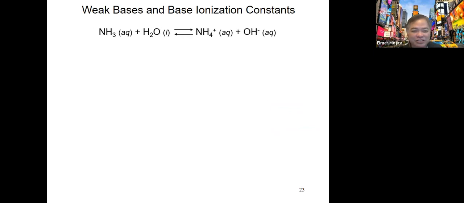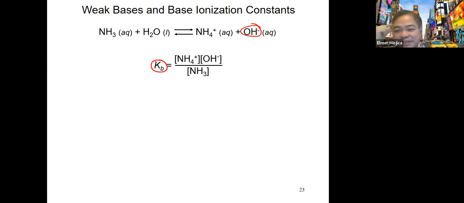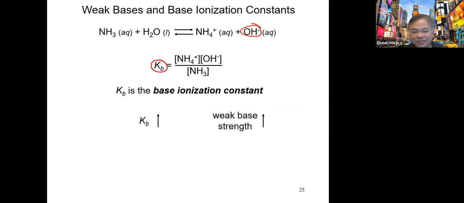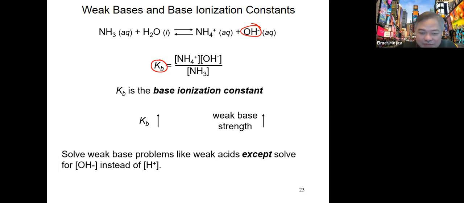So the last part of the calculation is just the weak base. It's the same principle as the weak acid. Ang pagkakaiba lang ay, you're looking for the hydroxide. And instead of a Ka, ang gagamitin mo ngayon ay Kb. So in a given reaction, okay, you should be able to tell if it's Ka or Kb. So Ka, if you have H plus, Kb, you have hydroxide. Clear ba yun? And just like before, the higher the Kb, the stronger is the weak base. So you solve weak base problems like weak acid, except that you solve for OH minus instead of H plus.